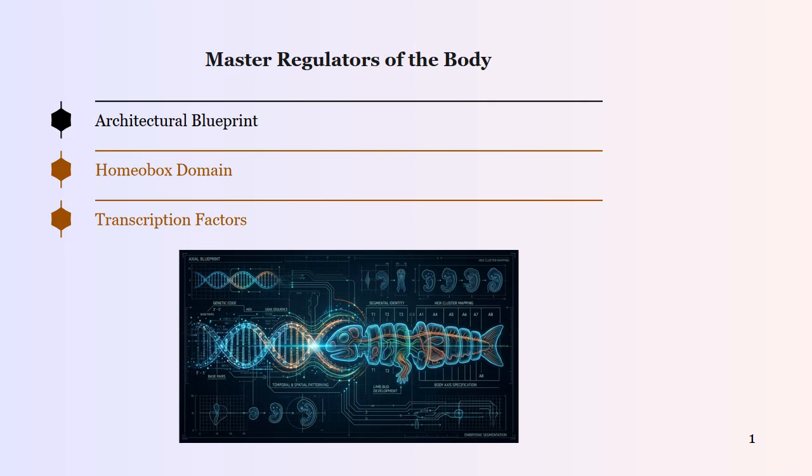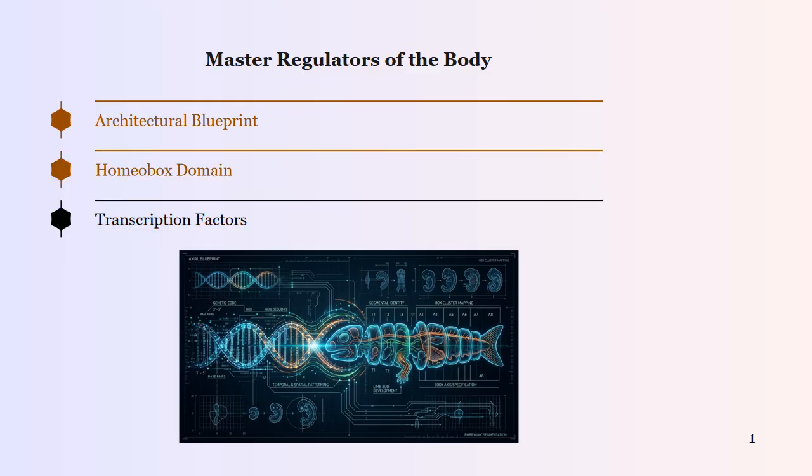1. Master regulators of the body. Architectural blueprint. Hox genes act as master regulators that determine the identity of body segments along the head-to-tail axis during early development. Homeobox domain. These genes contain a specific 180 base pair DNA sequence known as the homeobox, which encodes a protein domain that binds to DNA.